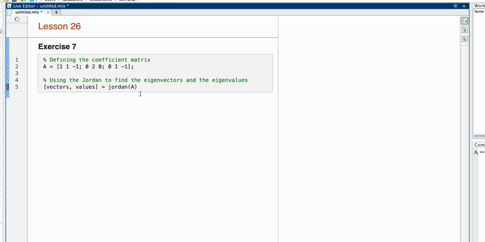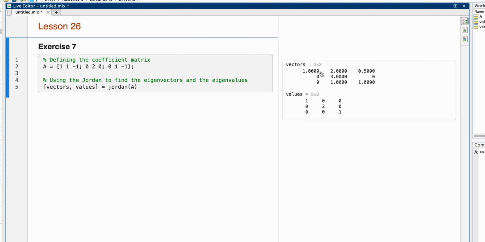So I'm just going to press Control Enter. Matlab is thinking, and here we're going to get our solutions. So we get a vector 1, 0, 0 associated with this value. Then we get a vector 2, 3, 1 associated with this eigenvalue, and a vector 0.5, 0, and 1 associated with this eigenvalue.